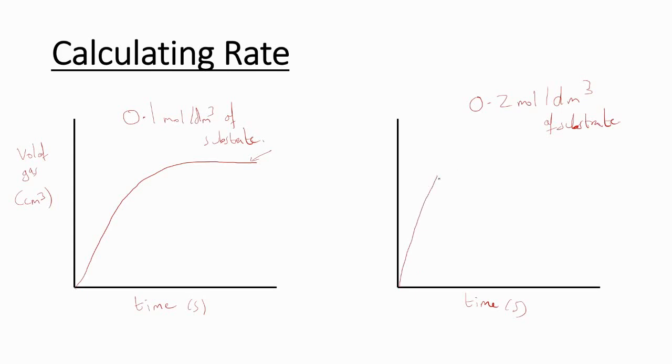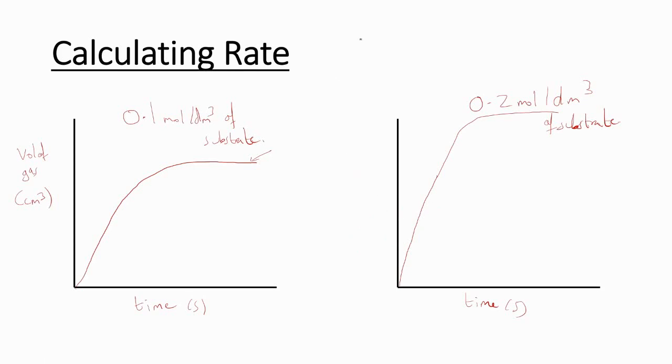Okay. Now because it's a higher concentration of substrate, I might also expect a higher volume of gas to be evolved before it levels out. So more substrate has been converted into product. So here we've got a steeper slope.